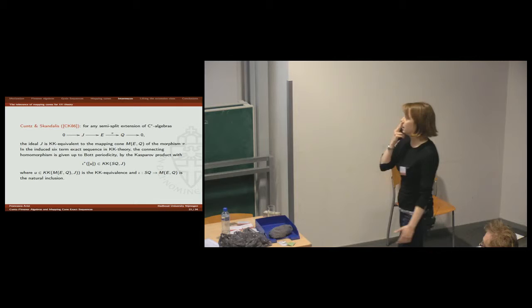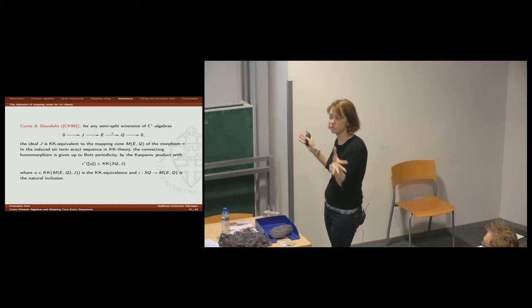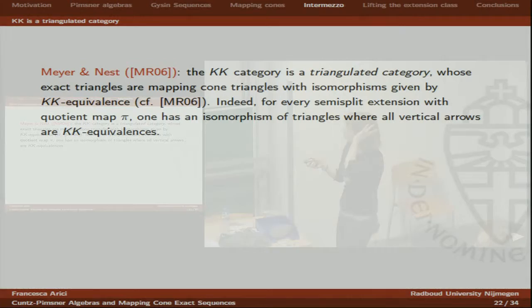And this is the first step, but there is more to that, because this only tells you that if you have this exact sequence, you can look at the mapping cone exact sequence, and this gives you the ingredients you need for your KK exact sequence. But this was later generalized, also motivated by the bound cone conjecture by Meyer and Nest.